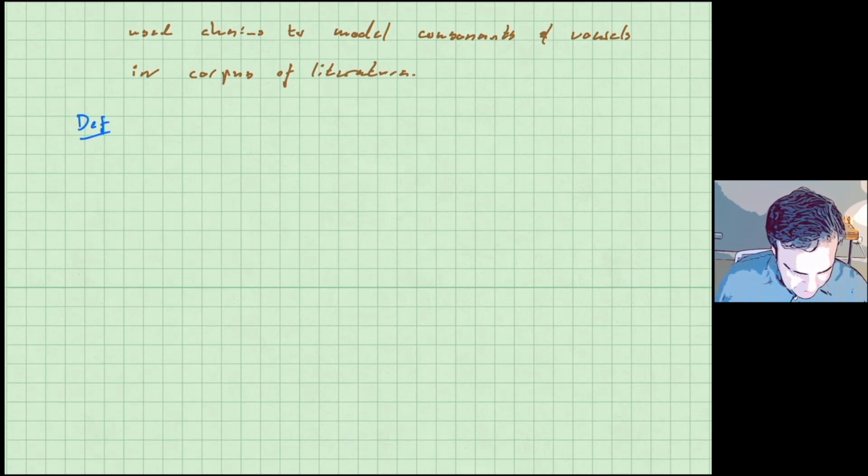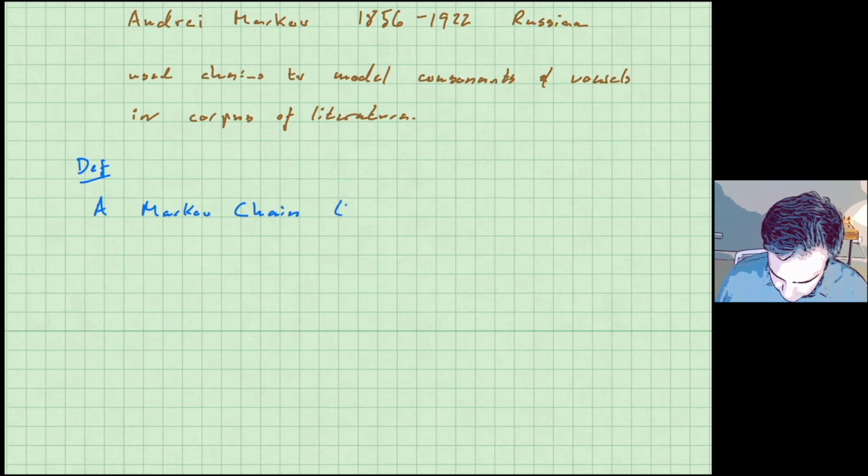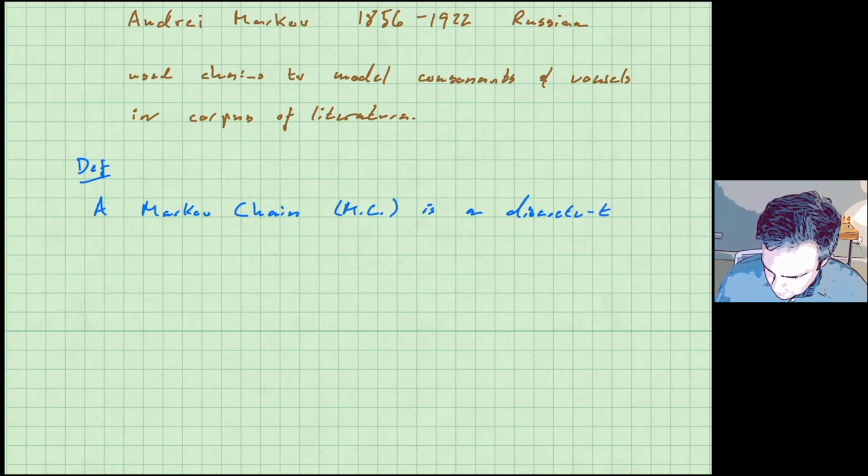So a Markov chain is a discrete time stochastic process, right? So it's a type of one. So a Markov chain, which I will often just call MC, is a discrete time stochastic process.